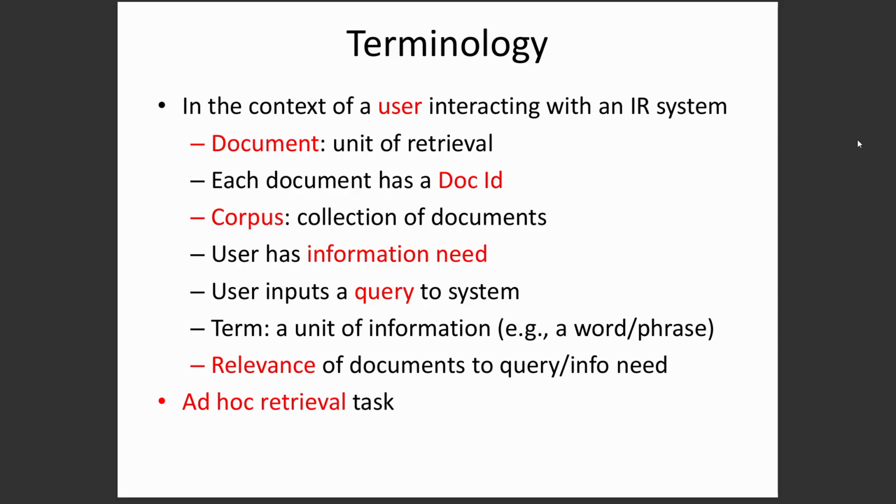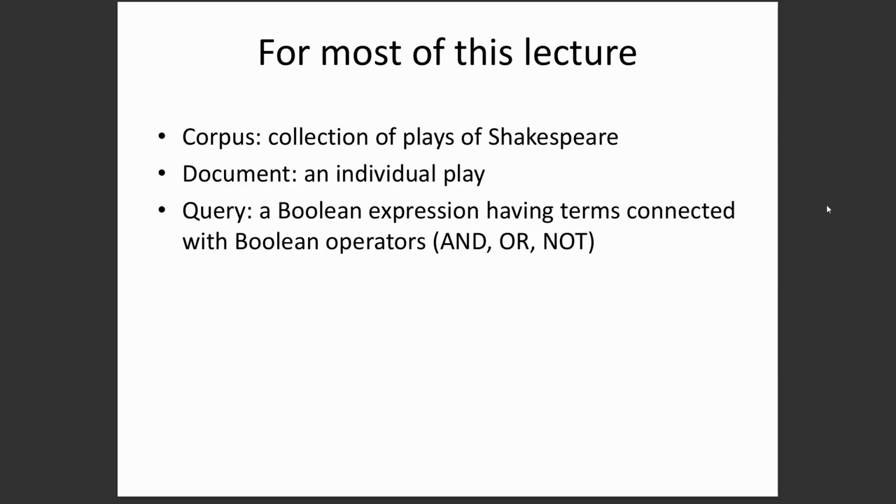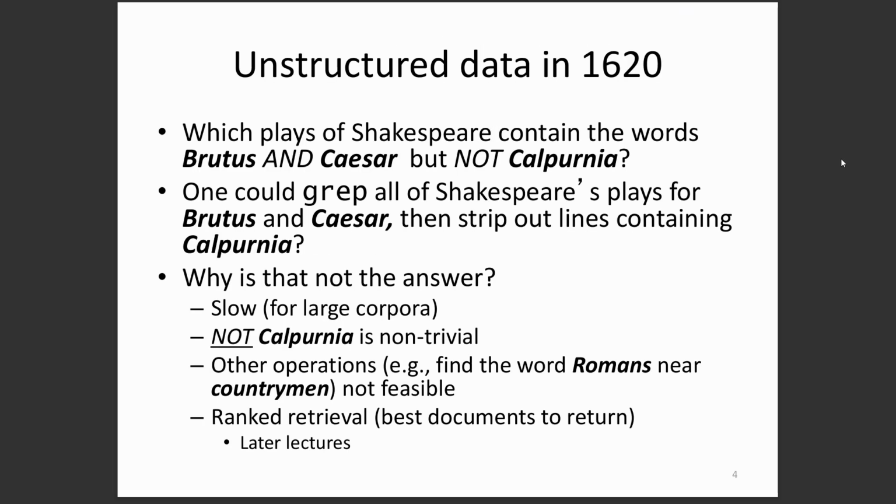Now, the user will have some information need, and the user is going to put a query to a system, and a term is a unit of information. For example, in this video, I'll be considering the corpus as a collection of Shakespeare plays and a document as an individual play. The query will be a combination of Boolean operators such as AND, OR, NOT. Using these three operators, we'll be dealing with Boolean retrieval.